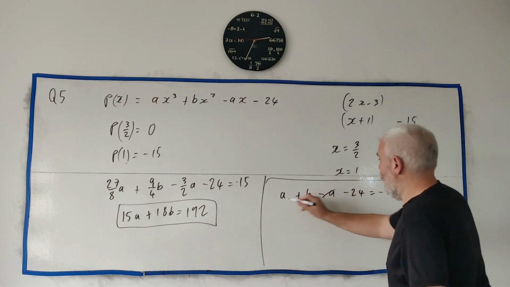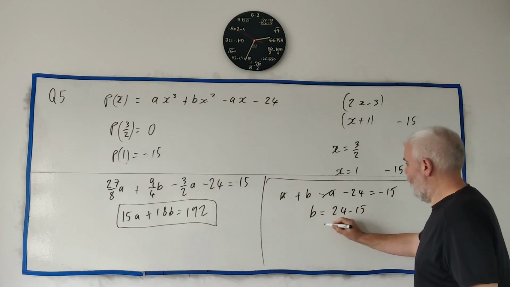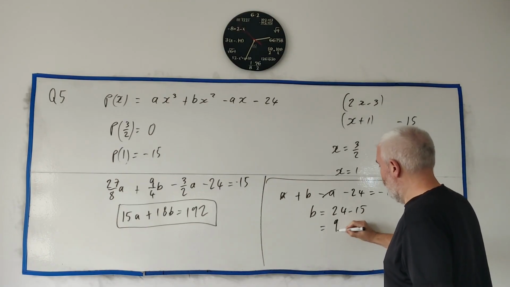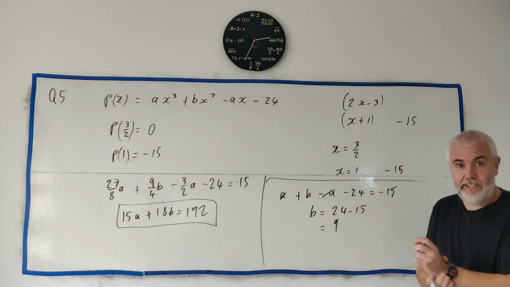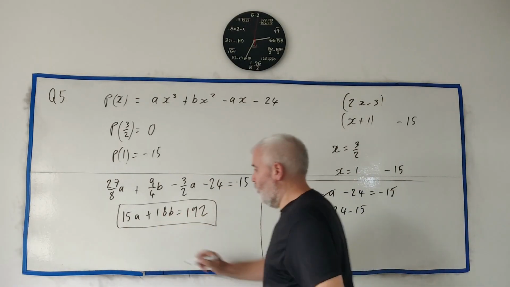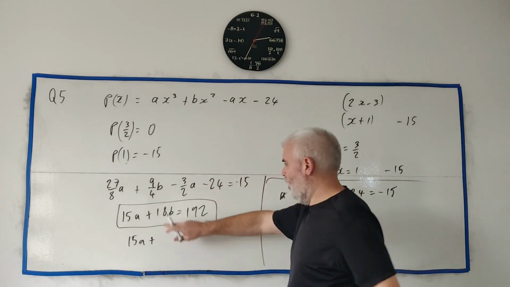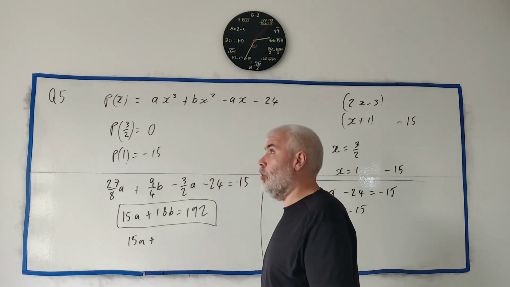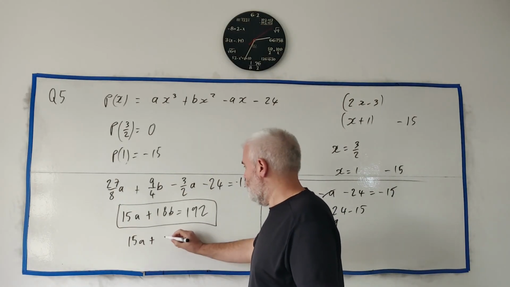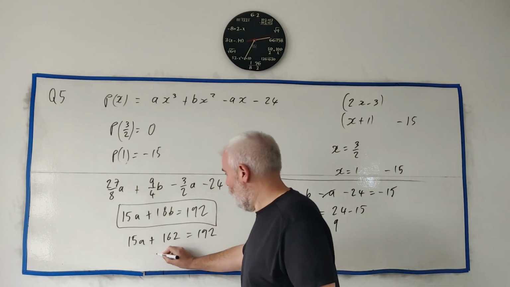Let's see, the A's cancel. We're left with B is equal to 24 minus 15, or B is equal to 9. So we don't have a simultaneous equation. We just know what B is. We put that in over here, we get 15A plus 9 times 18 is 162, equals 192.